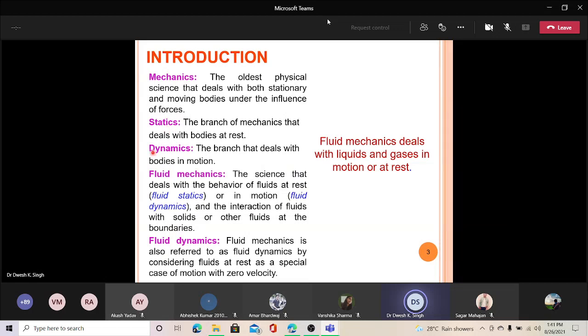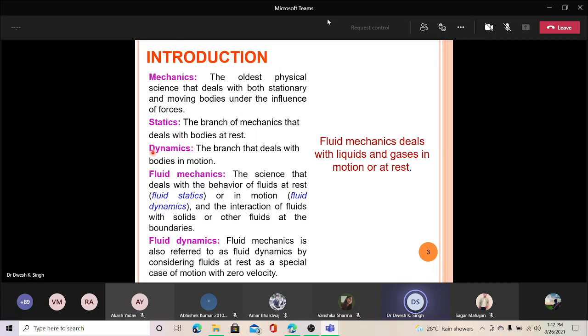Then we come to dynamics, which means when your body is in moving conditions. Means the equation. How will it come to know that this is statics? You are looking at static examples, like one glass of water on the table.